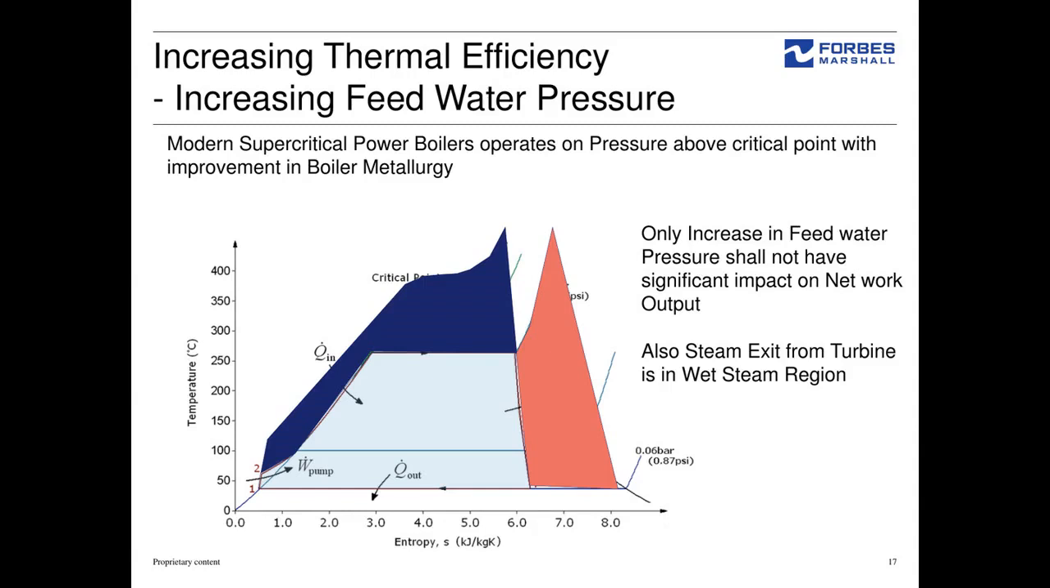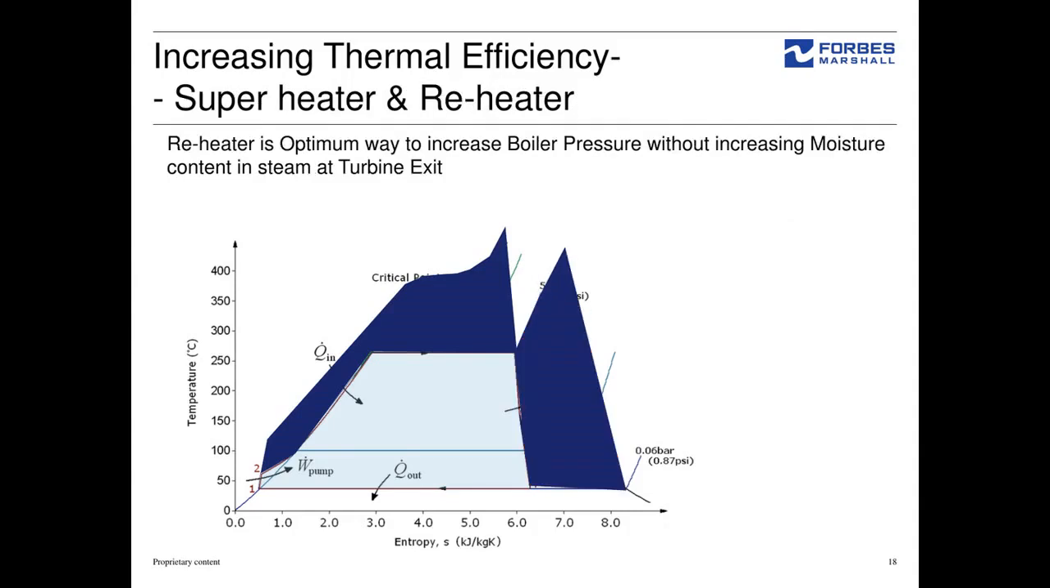So we are crossing our saturated steam line, and in such cases we will lose a large area, shown in red color, as a work output. So just increasing pressure of a steam generator is not sufficient to increase efficiency in Rankine cycle. This challenge can be overcome by introduction of reheater.